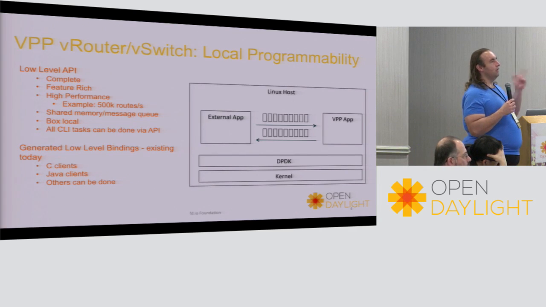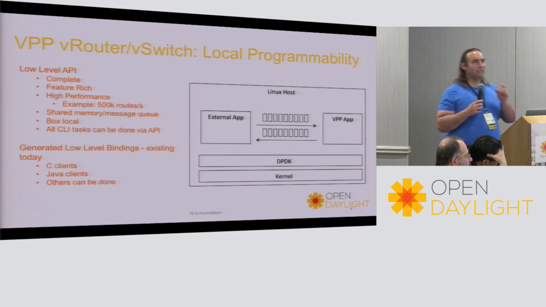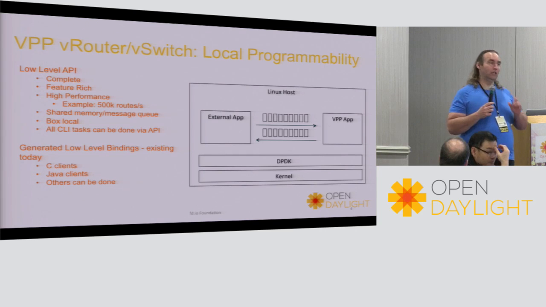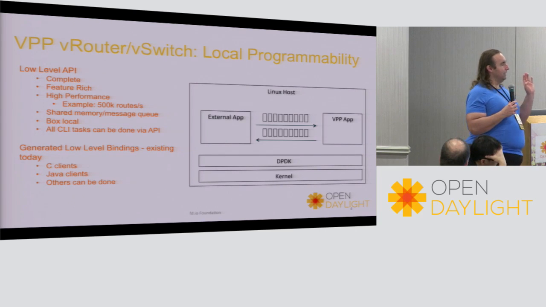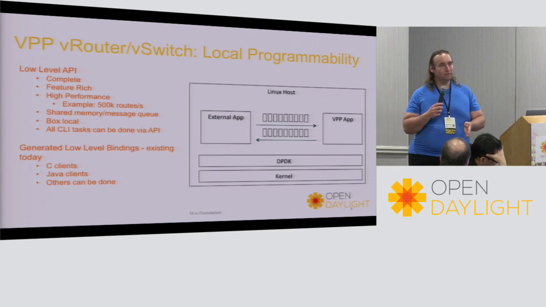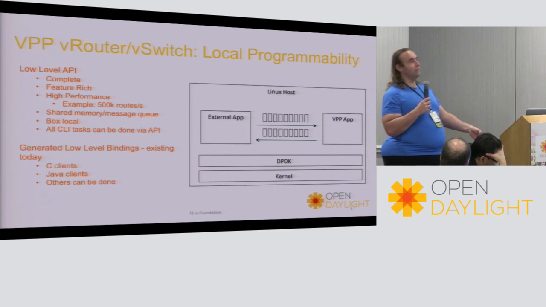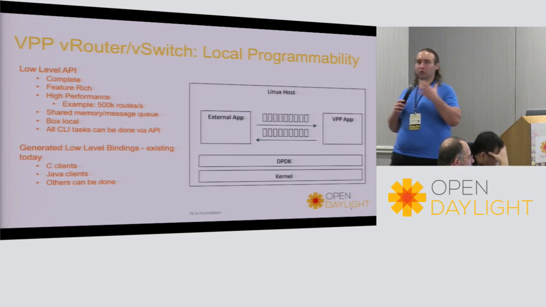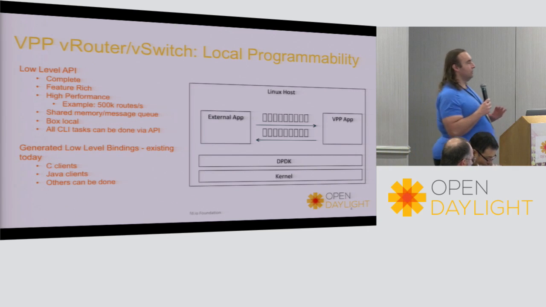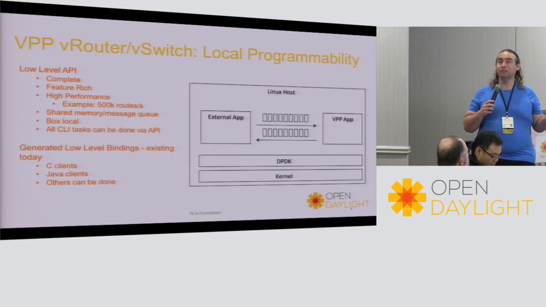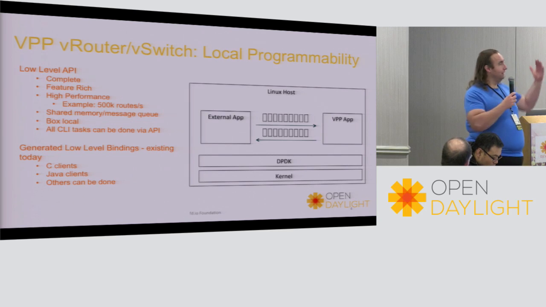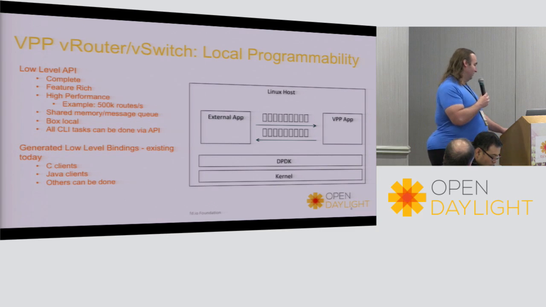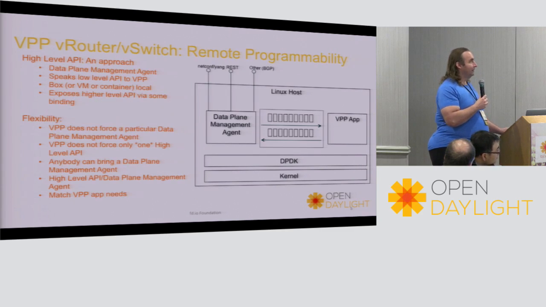In addition, the low-level API uses a domain-specific language, a DSL, to specify the messages that get sent over that messaging queue. And this DSL is used to generate C bindings for clients and also Java bindings for clients so that you can write semantically meaningful software in C or Java. Now, not the only two that could be done, it's just the two that happen to have been done. You could do other languages as well. That's completely doable, but these are the two that have been done at this point. And the Java clients is about to become very significant in about two slides.